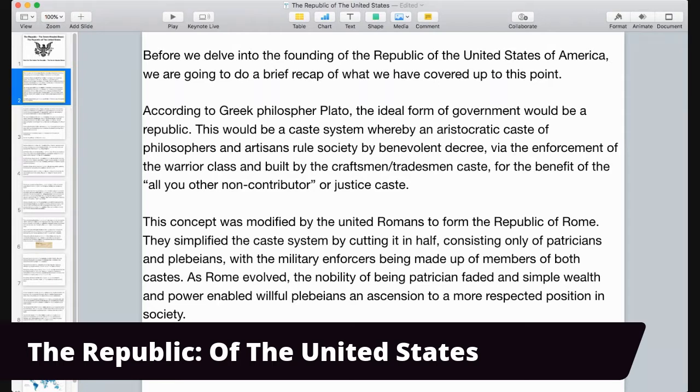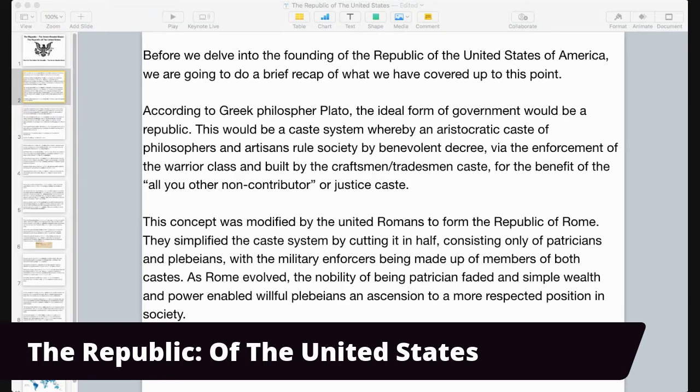They simplified the caste system by cutting it in half, consisting only of patricians and plebeians, with the military enforcers being made up of members of both castes. As Rome evolved, the nobility of being patrician faded, and simple wealth and power enabled willful plebeians an ascension to a more respected position in society.